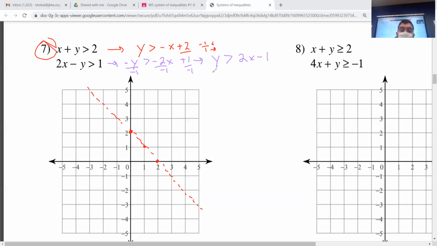Next one. Y is greater than 2x minus 1. Same process. I am going to do y-intercept. Since it's negative 1 over here, I start at y equals negative 1. And then my slope is a positive 2, or the same thing as 2 over 1. Since they're both positive, it's up 2, right 1, up 2, right 1, up 2, right 1.